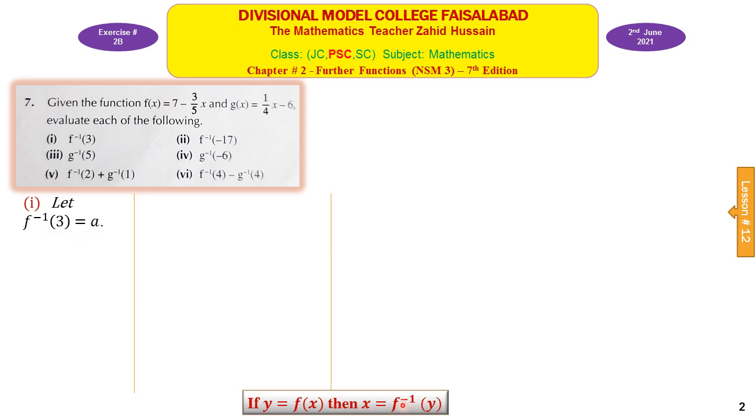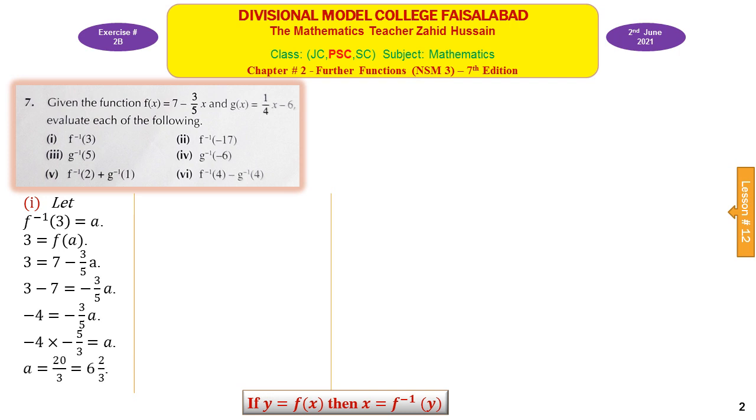Undoing this, we can write it like this: y is equal to f of x. So here 3 is equal to f of a. Putting the value of x, which is a, in the function f and equating it to 3, solve this equation to get the value of a, which is 6 and 2 by 3. Because we have supposed that a is equal to f inverse 3, replace a by f inverse 3, and its value is equal to 6 and 2 by 3.